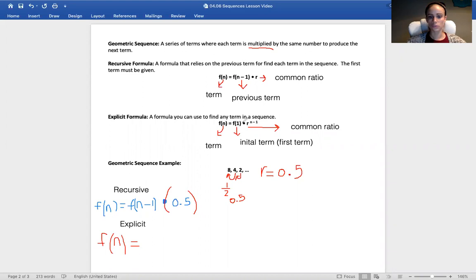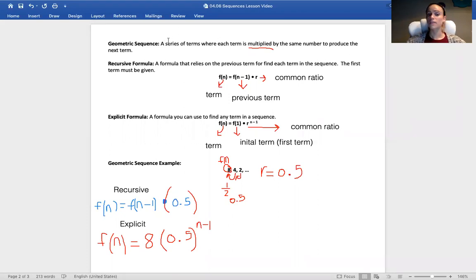Is equal to our initial term, our first term. Well, do we know what that is? We do. If we look at our sequence here, this right here is our f of 1. That is our initial term. So because I know the value, I'm going to substitute that 8 in. So instead of writing f of 1, it'll be substituted in for the value, which is 8. And then it is being multiplied by our common ratio of 5/10. And that is raised to the power of, so an exponent of n minus 1.